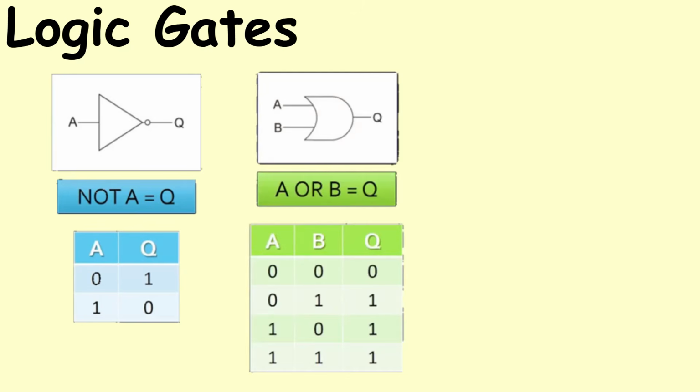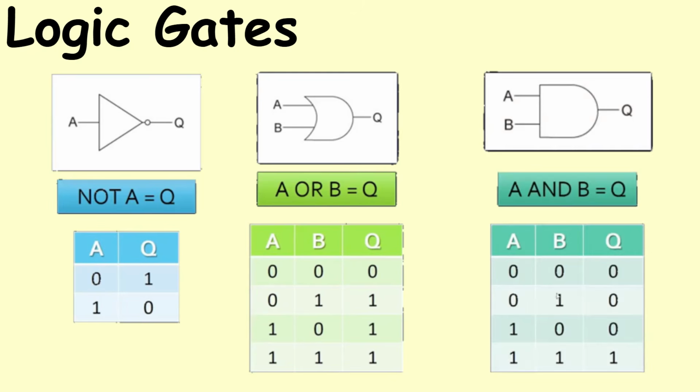Then we've got an OR gate, which will allow a 1 to come out as long as at least one, so including both of the inputs, are 1. So if A was a 1, we'd get a 1 come out. If B was a 1, we'd get a 1 come out. If they were both a 1, we'd get a 1 come out. The only time we're not getting a 1 come out is if both of them are 0.